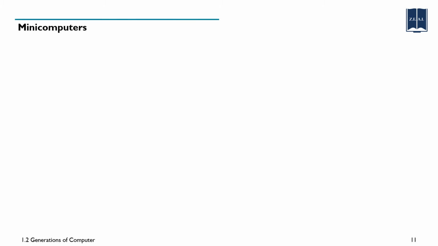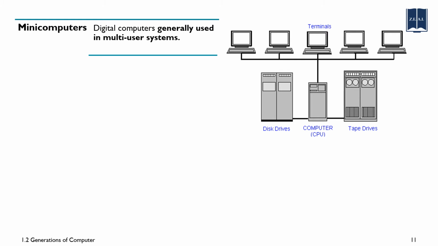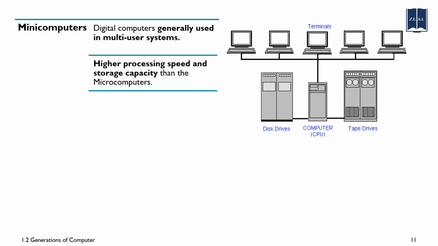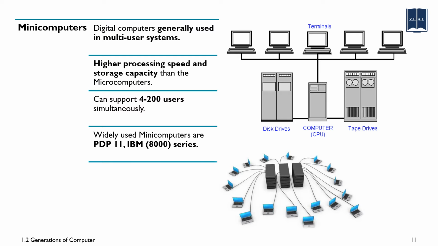Minicomputers. Minicomputers are digital computers generally used in multi-user systems, as they have higher processing speed and storage capacity than microcomputers. Minicomputers can support 4 to 200 users simultaneously. The users can access the minicomputers through their PCs and terminals. They are used for real-time applications in industries, research centers, etc. PDP-11 and IBM 8000 series are some of the used minicomputers.